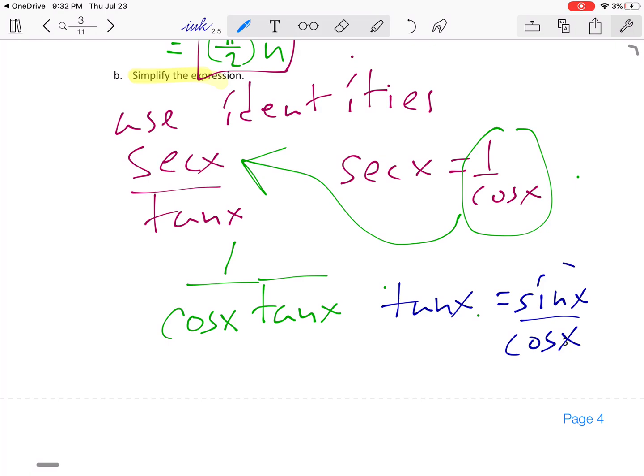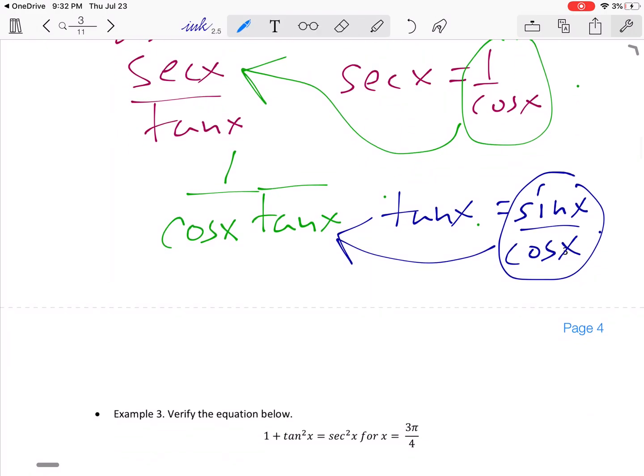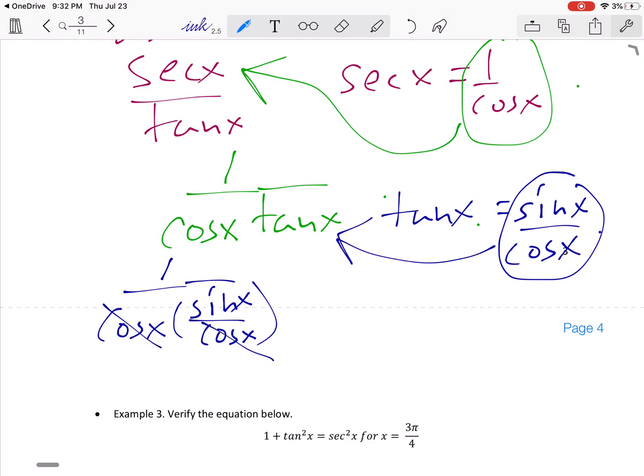So now you take this one and substitute that in for tan x. So that's going to give you 1 over cosine x and sine x over cosine x. So you see what happens here. The cosine x's cancel out, and you're left with 1 over sine x, and 1 over sine x is equal to cosecant x. And that's your final answer. So what we've done is we've taken that initial expression and simplified it to this single trigonometric ratio.